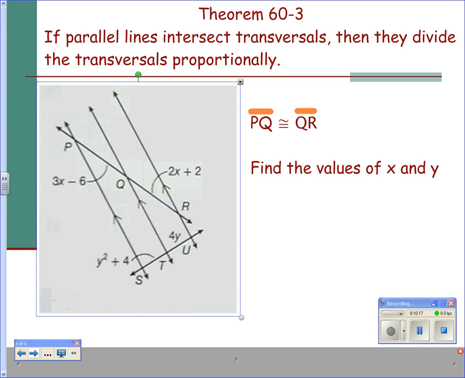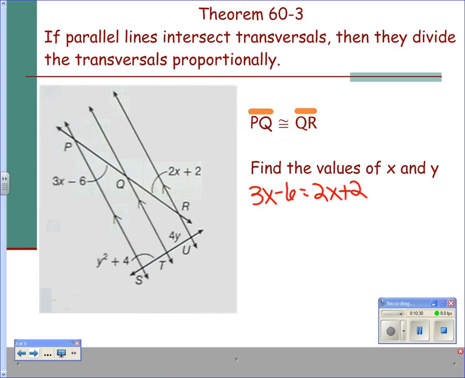Okay, what would you do to find x? Why? Because it tells you they are congruent. Does that make sense? When you have parallel lines, though, they aren't always congruent. But it tells us in this one that they are congruent. Does that make sense? So what did you get for x? Any questions there? Okay, what about for y?